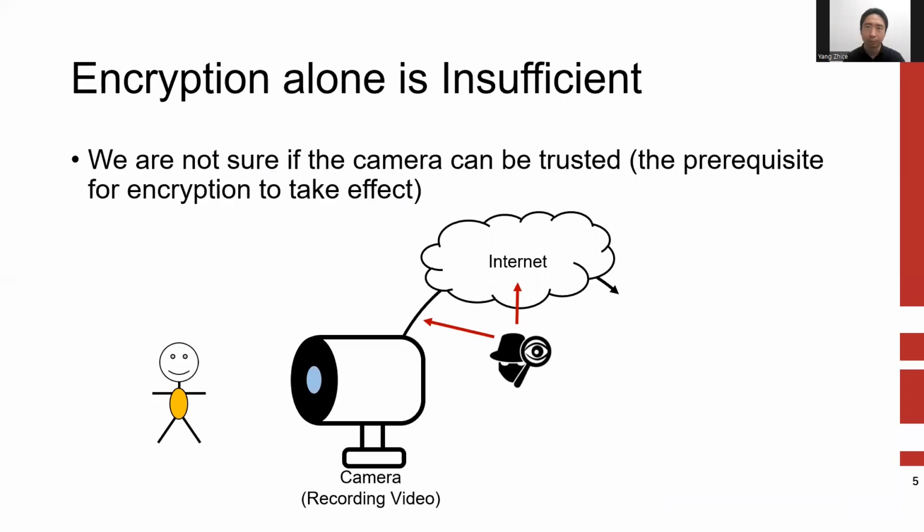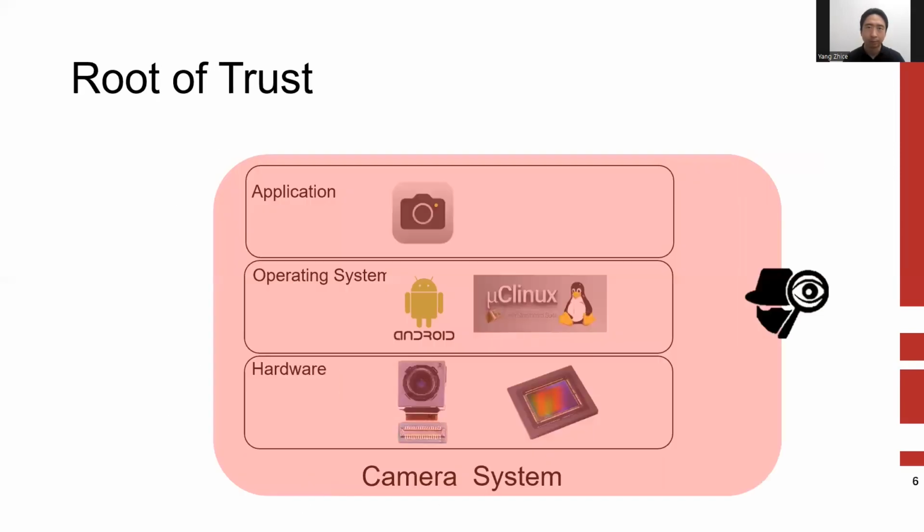So, why such a problem haven't been addressed? Let's consider a typical use case. The camera of the device is recording. For some functional reasons, the recordings has to be uploaded to the internet. Encryption is a common way to secure the data outside of the camera, but it will fail if the camera operates incorrectly or has been compromised.